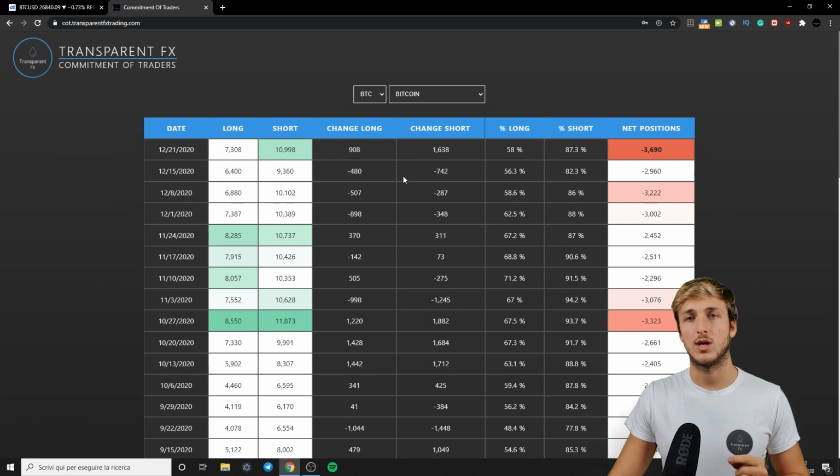Now, if we go and see what we have from a COT perspective, so with the Commitment of Traders, which is what hedge funds are currently doing in the market, what we can see is that usually we have a lot of hedging going on from an institutional perspective in this market, with a lot of longs and shorts basically covering up each other. However, with the last report, what we can see is that hedge funds have increased their shorts by 1.6K, increasing their short exposure from 82.3% to 87.3%, bringing the net positions to minus 3.6K.